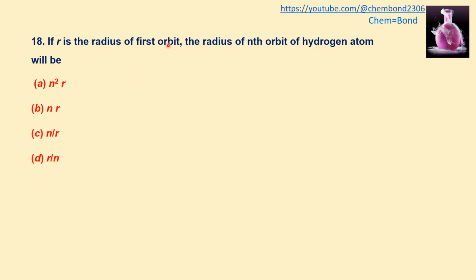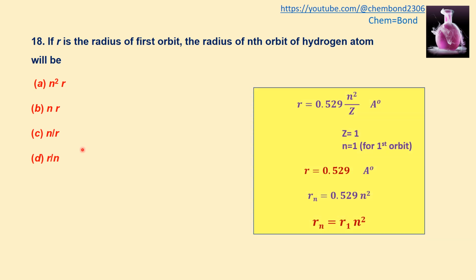If r is the radius of the first orbit, the radius of the nth orbit of a hydrogen atom will be: n square r, nr, n divided by r, or r divided by n. We know that the radius formula is 0.529 n square divided by z, where n is the orbit number and z is the atomic number. For hydrogen and the first orbit, z is equal to 1 and n is equal to 1. Putting in these values, we get r equal to 0.529 angstrom.